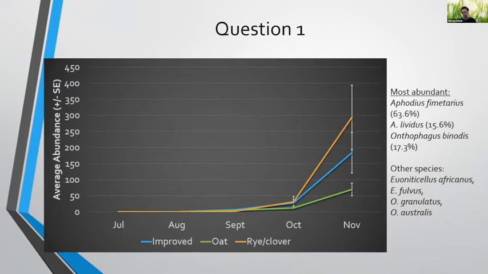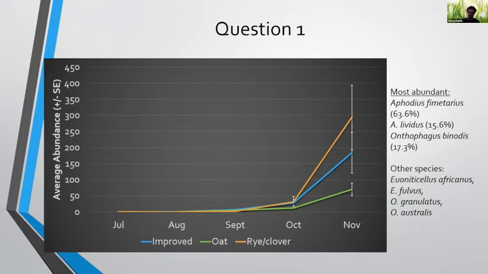We saw that the rye clover in orange had more beetles per pot and dung pat than improved, but the improved was higher than the oat. So you might be wondering what species are the most abundant up here. So far, Aphodius fimentarius has been 63% of all samples. We're talking nearly 600 fimentarius per pot. That's how many we've got so far.